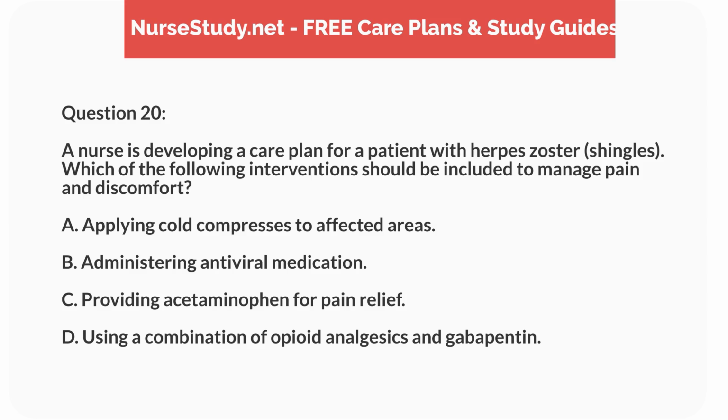Question 20. A nurse is developing a care plan for a patient with herpes zoster, shingles. Which of the following interventions should be included to manage pain and discomfort? A. Applying cold compresses to affected areas. B. Administering antiviral medication. C. Providing acetaminophen for pain relief. D. Using a combination of opioid analgesics and gabapentin.